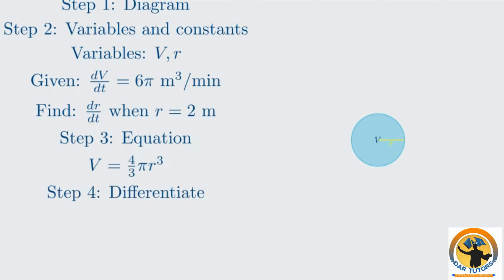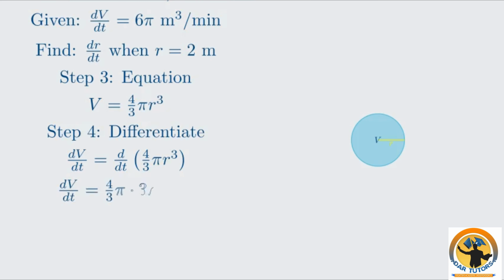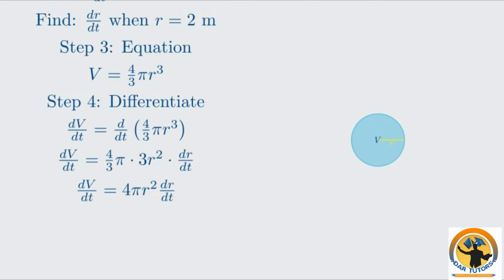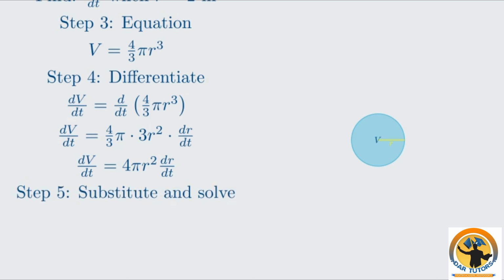Step 4. Differentiate with respect to t. We'll use the chain rule on the right side. The derivative of V with respect to t is dV dt. On the right, we differentiate 4/3 pi r cubed with respect to r, which gives 4 pi r squared, and then multiply by dr dt. This is the chain rule in action. Step 5. Substitute and solve.